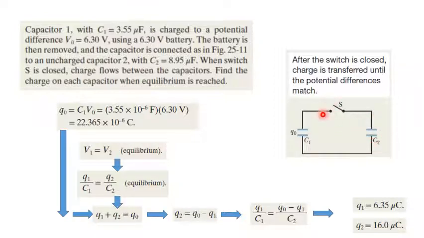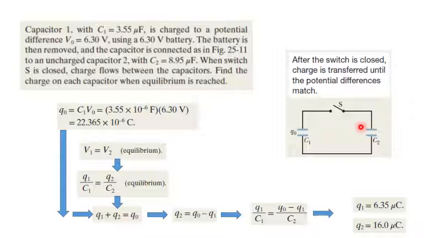And I connect this switch. So some of the charge will flow from C1 to C2. Find out the charge on each capacitor when equilibrium is reached. Equilibrium is reached when this charge moves from C1 to C2, the potential difference will decrease on C1 and will increase on C2 until the potential at C1 equals the potential at C2, then no charge will flow anymore.